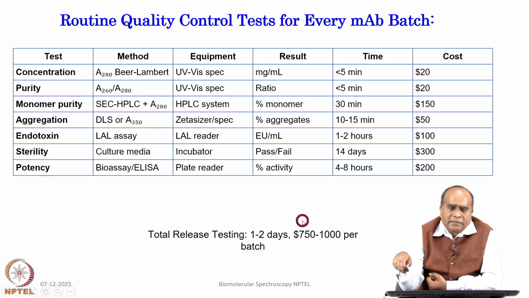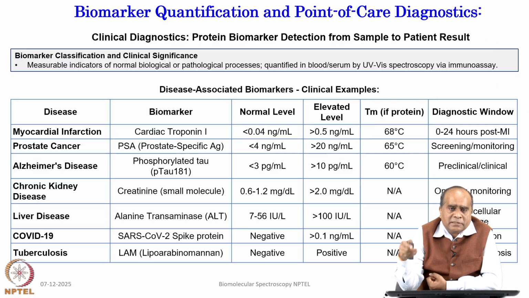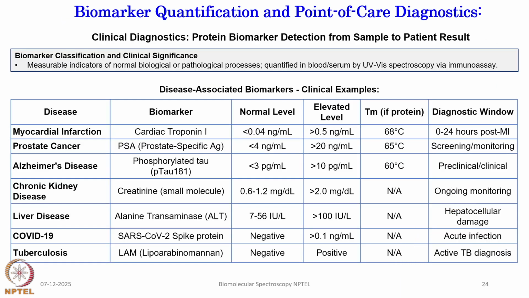But forget this money, it is extremely important because you are going to inject the same drug into one's body. So, it has to be highly pure and we must be highly confident that this is a good protein, right. Not only that, we can use this simple concept in biomarker quantitation and point-of-care diagnostics. So, how are we going to do it? Say, proteins that are there in different diseases can be used as biomarkers.